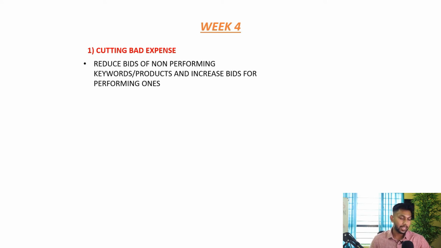Now, below the facilitate column, straight to the cutting bad expense, write down: reduce bids of non-performing keywords/products and increase bids for performing ones, that we did using bulk operation. Write down this point straight to step number 1, cutting bad expense: reduce bids of non-performing keywords, products, and increase bids for performing ones.